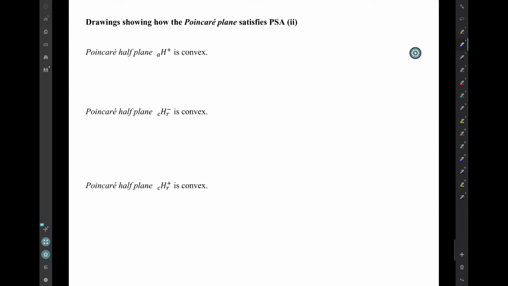Now I'm going to make some drawings showing how the Poincaré plane satisfies PSA II. Remember that axiom says that the half-planes are convex. Well, I'm going to show a drawing that illustrates how Poincaré type 1 half-plane with a plus sign is convex. Now remember that the statement of convex is a conditional statement that says that if 2 points are in a set, then the segment that connects those 2 points is a subset of that set. So to illustrate that a set is convex, I think it's helpful to use 2 drawings. So I'll make 2 drawings here.